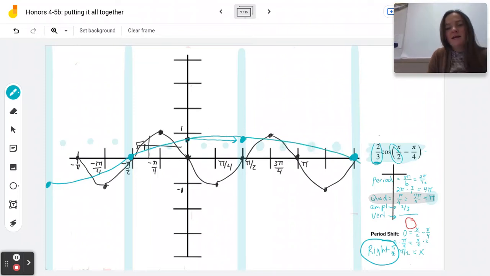And this right here is actually going to be the graph of cosine. So it's super, super stretched out. It's not quite as tall, it has a smaller amplitude. And that's the graph of 2/3 cosine of x over 2 minus pi over 4.